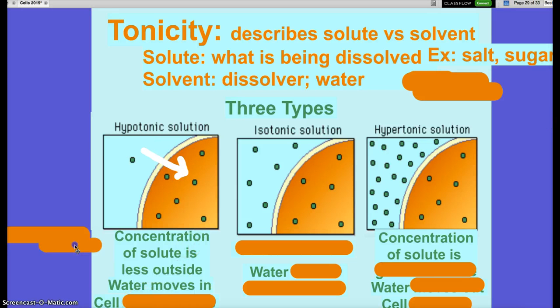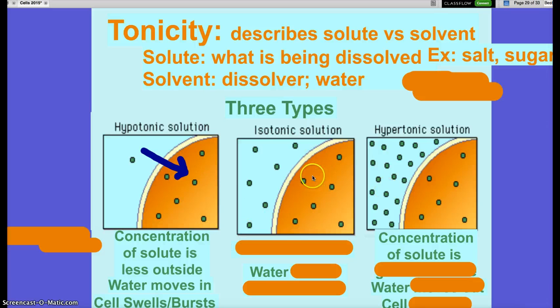Water moves in. Okay? I'm actually going to change the color to blue so it looks more watery. There. So that's water. Now, what's going to happen to the cell if water starts moving into it? Less solute. Water is moving into the cell. What's going to happen to the cell? Expand. It's going to swell up, and eventually, if water continues to move in, it'll burst.